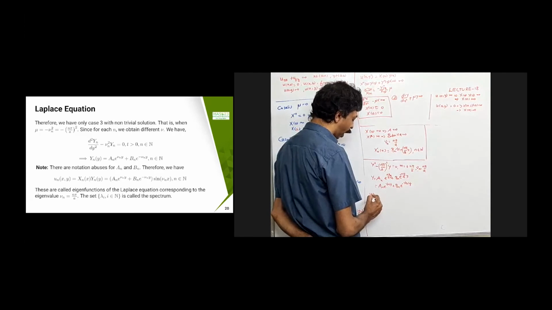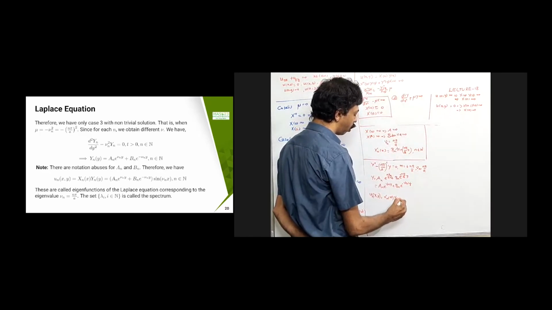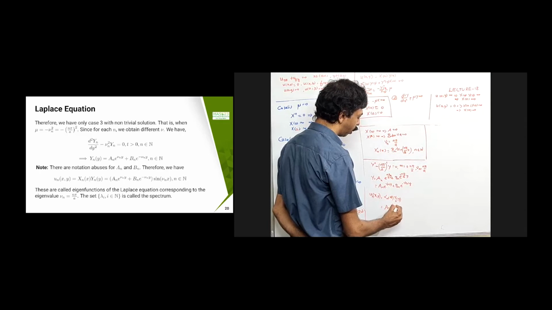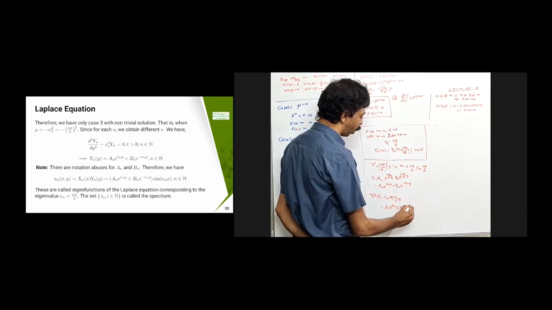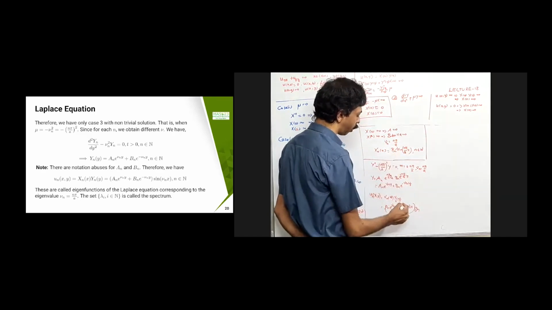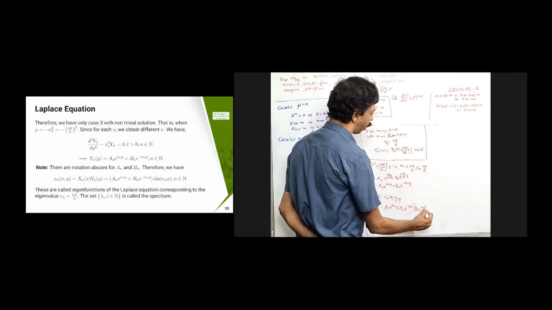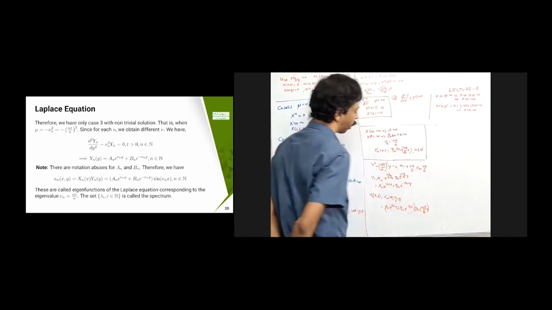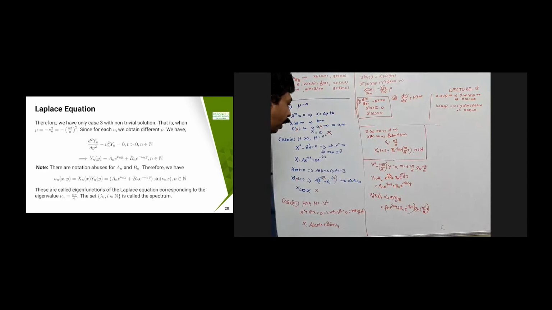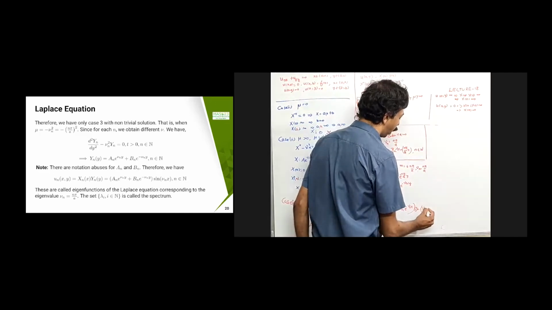Again I can write u of x comma y, or u n of x comma y corresponding to the eigenvalue, as X n of x into Y n of y. So in this case you are going to get a n e power nu n y plus b n e power minus nu n y into sin n pi by a into x. I'm just again abusing notation; it should be bn and it can be absorbed inside that. I can also write it as nu n x, because we don't have two different notations now.